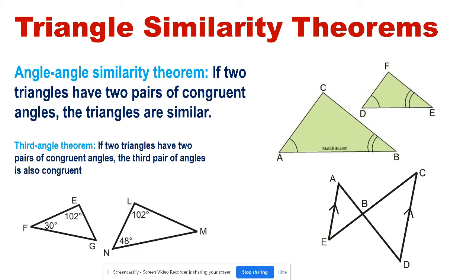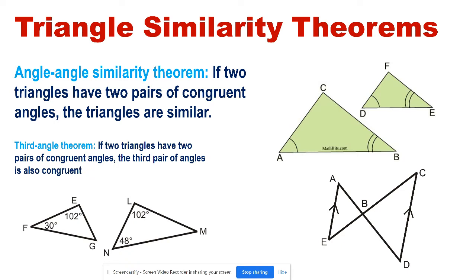All right, like congruent triangles, we have different theorems for similar triangles where we can prove that they're similar. We're going to go over three of them. There's only three, not five like we had with congruence. The first one is angle-angle. Angle-angle similarity means if two triangles have two pairs of congruent angles, they are similar. We don't need any sides to do this. If you have two pairs of congruent angles, you're done. You can say they're similar.